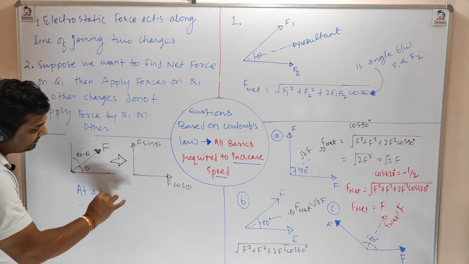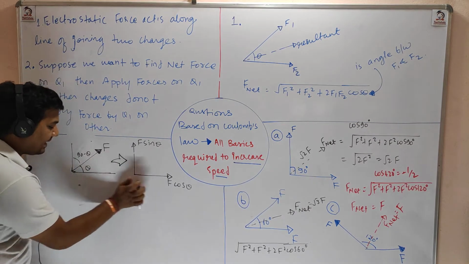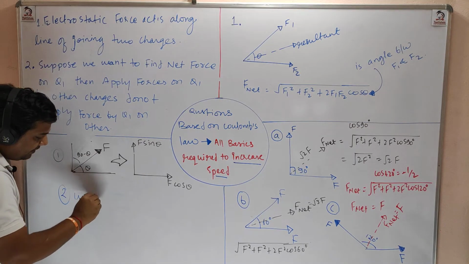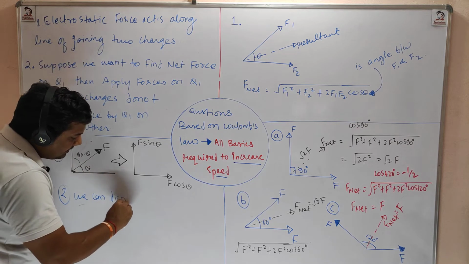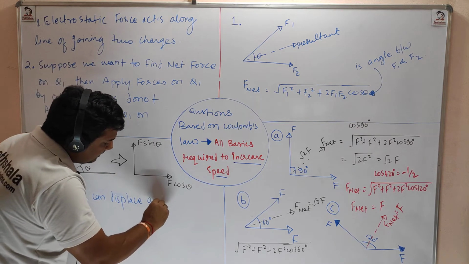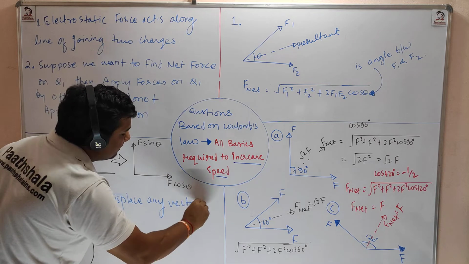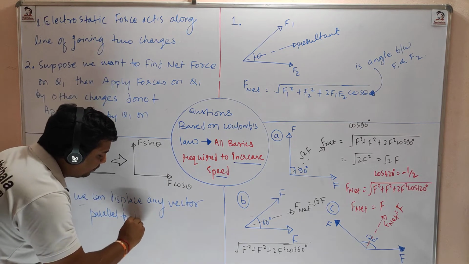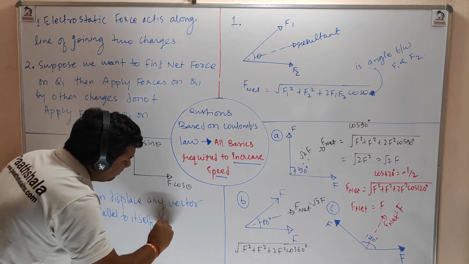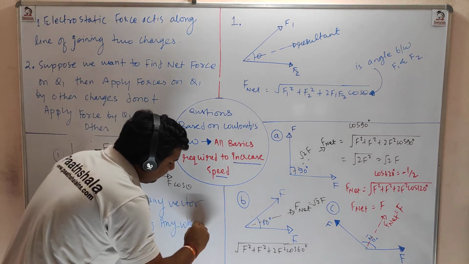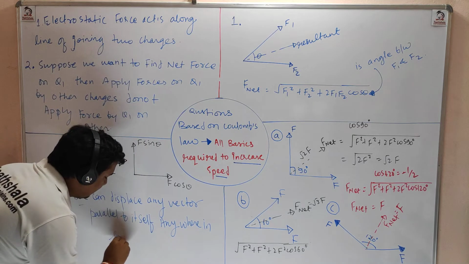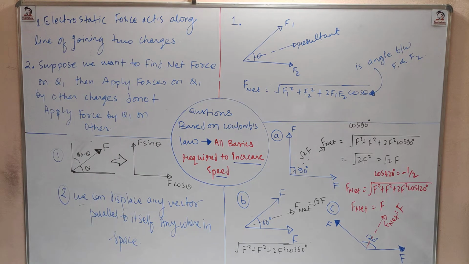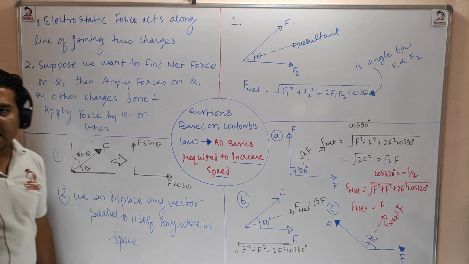This is the first. Second, we can displace any vector parallel to itself anywhere in space. I need one more basic I want to tell. So in place of formula number 1 I will tell you one more basic.